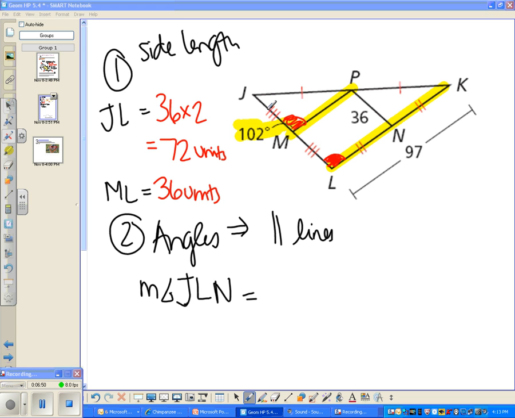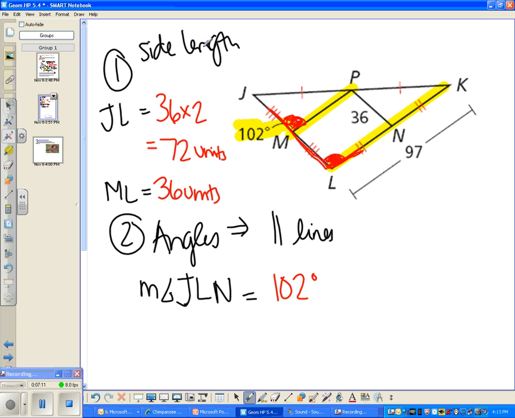And we talked about in chapter 3, those angles that are on the same side of the transversal, which would be JL, and on the same side of the line, see how they're both on top of the parallel lines, those are called corresponding angles. So since they're both corresponding angles, that means the measure of JLN would also be 102 degrees.